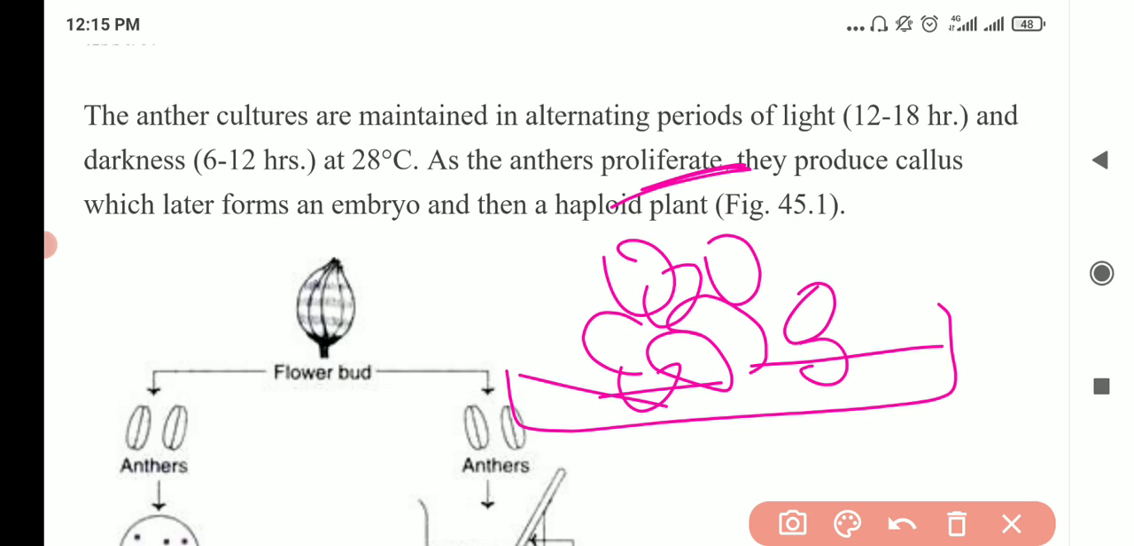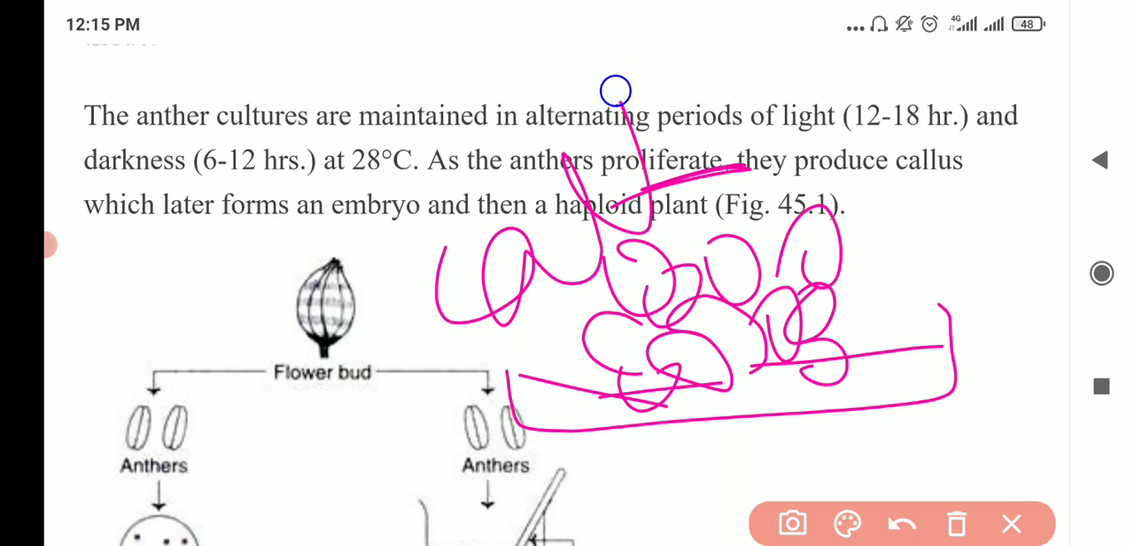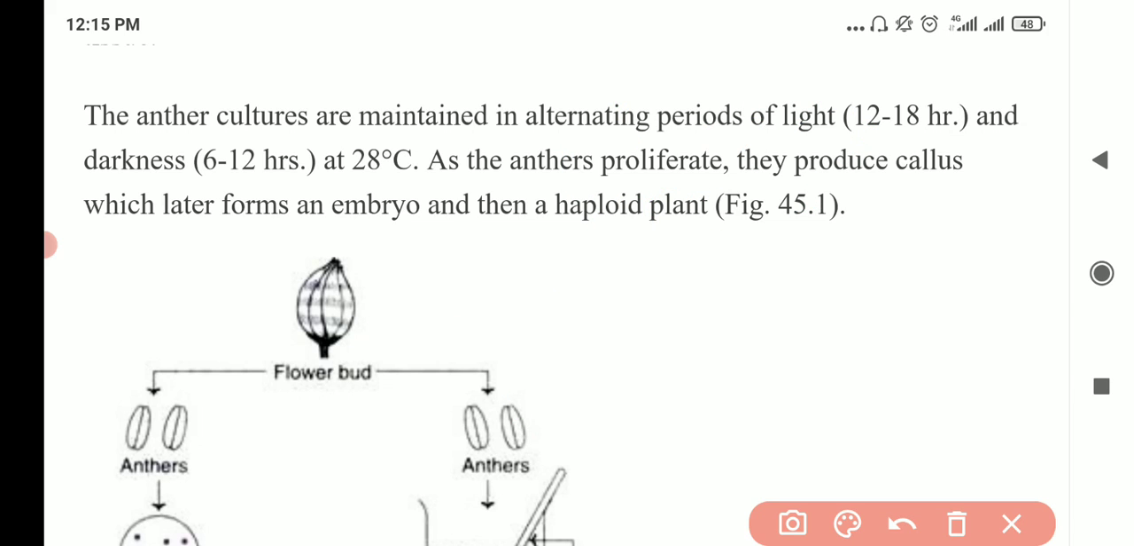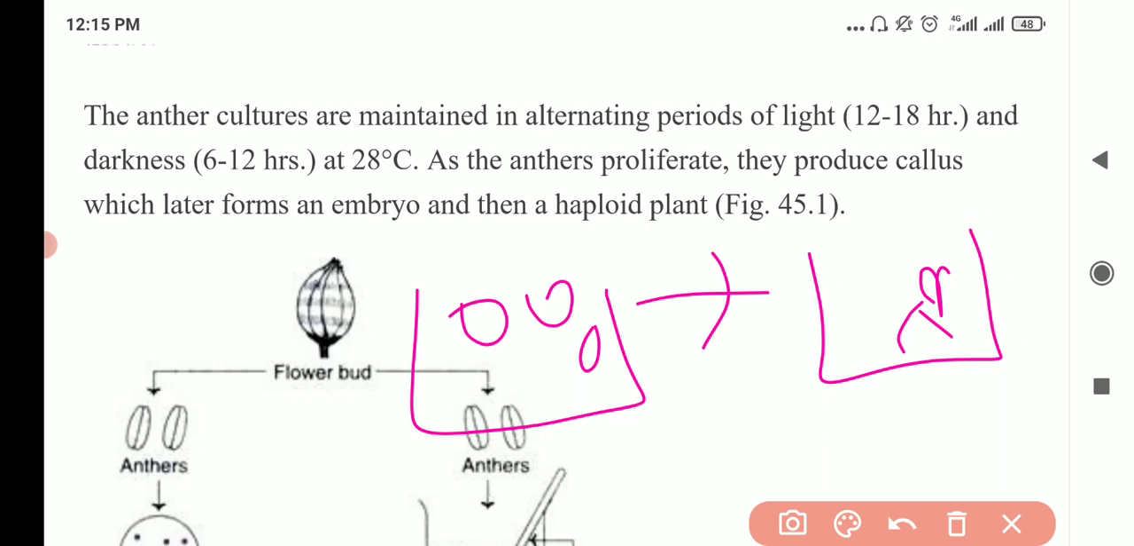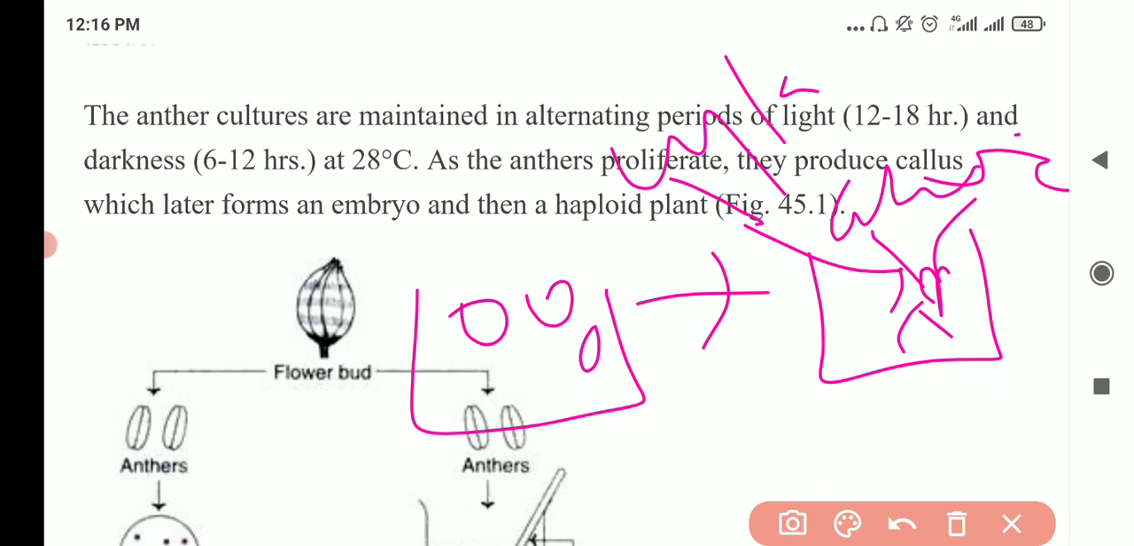Remember, the cells are what? The callus. Then that callus you take, and if you want it to form root, you take one callus and you add auxin. If you want it to form shoot, you take one callus and you add cytokinin, shoots.